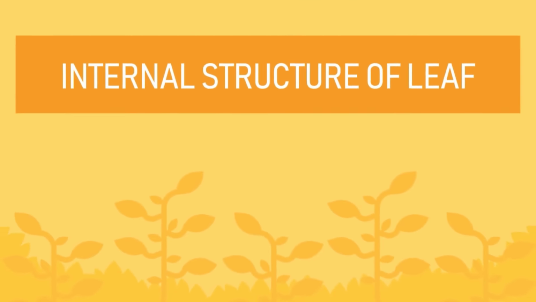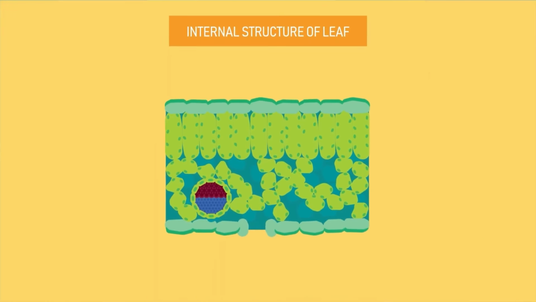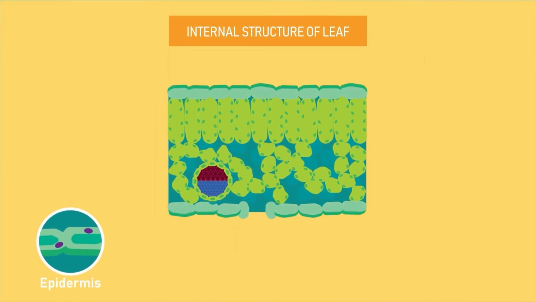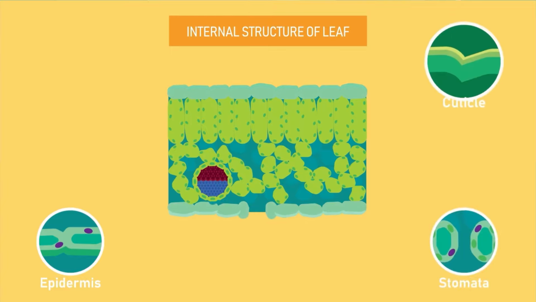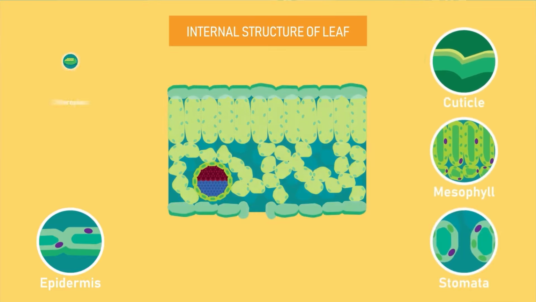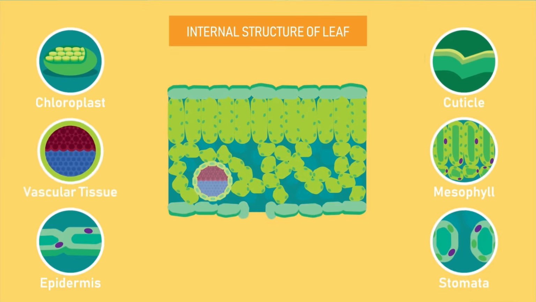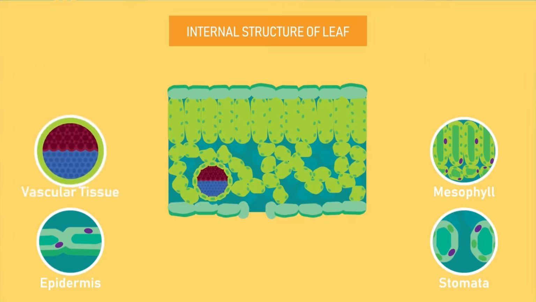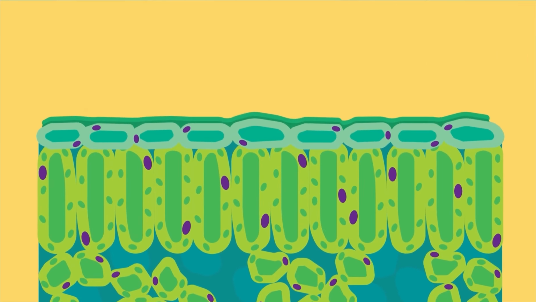Internal structure of leaf. The internal structure of a leaf consists of epidermis, stomata, cuticle, mesophyll, chloroplast, vascular tissue. Now let's have a deeper insight into these parts.